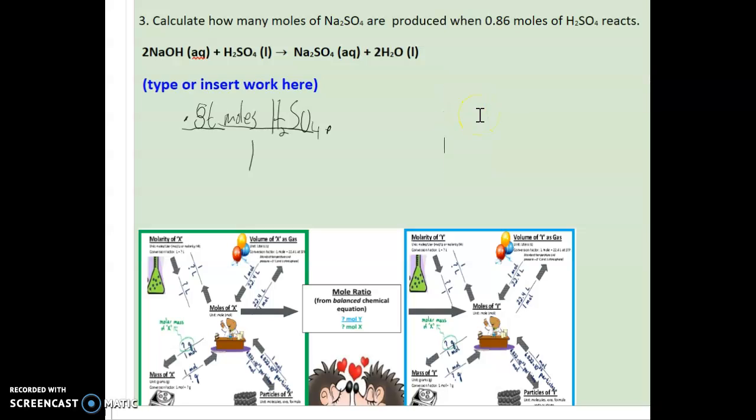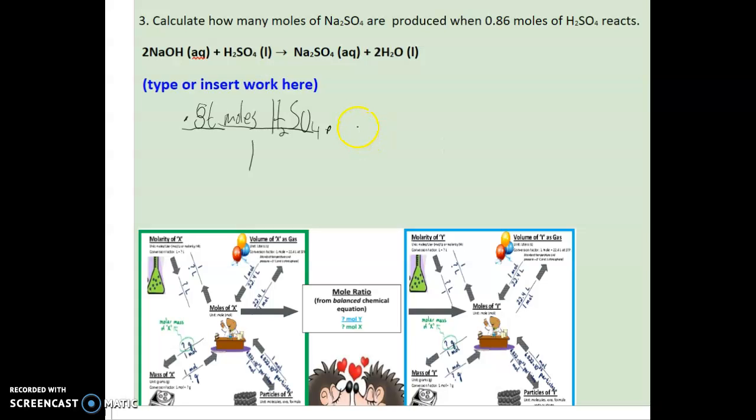Alright, now I'm going to use my mole map to fill in the rest of this. I'm starting with moles that I know, and I'm crossing over to find moles of something where I don't know the number. So this is what I'm looking for: moles of Na2SO4. That's a product. So what this is saying is how much of Na2SO4 can I make when I have this many moles of H2SO4? So let me get in what I'm looking for.